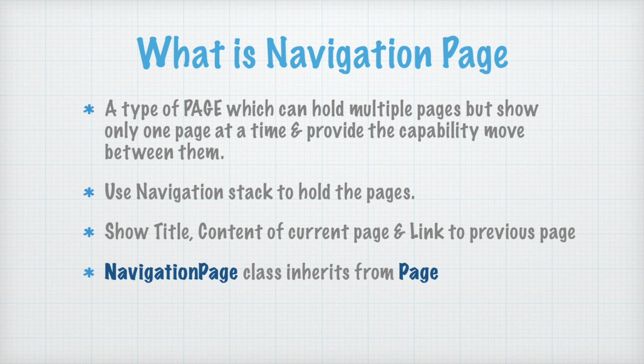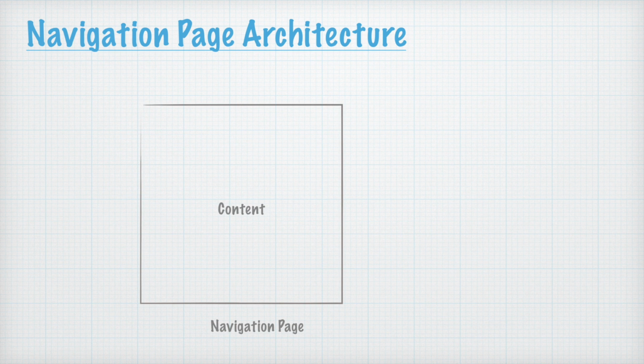And how does it do that? It maintains a stack of the pages. We will discuss that in a few minutes. Then it can show you the title and the content of the page, and it can also automatically, out of the box, give you the functionality to go back to the parent page. Technically, the navigation page is also a class which inherits from Page, which is the base class in Xamarin Forms.